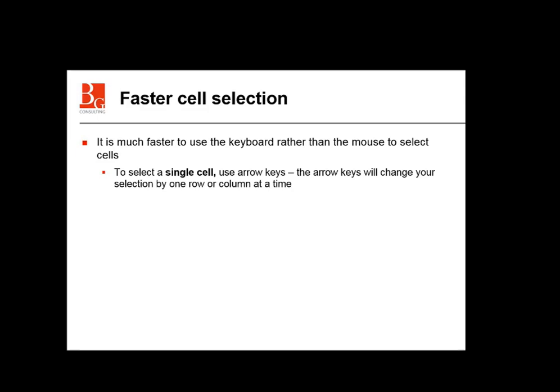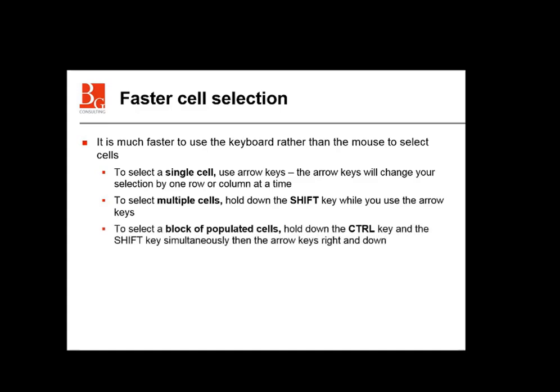Cell selection can be much faster using the keyboard rather than the mouse. To select a single cell, use arrow keys. The arrow keys change your selection one row or one column at a time. To select multiple cells, hold down the Shift key whilst you use the arrow keys. And to select a block of populated cells, hold down the Control key and the Shift key simultaneously, followed by the arrow keys right and down.